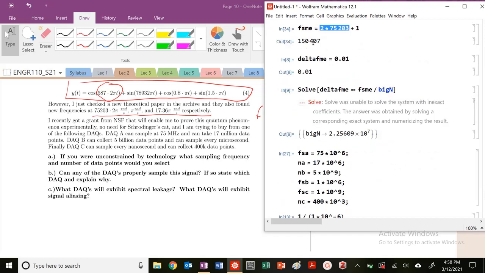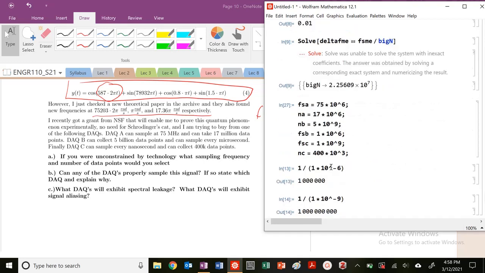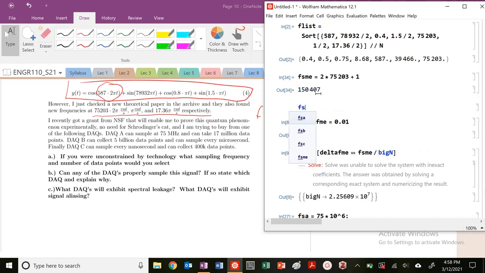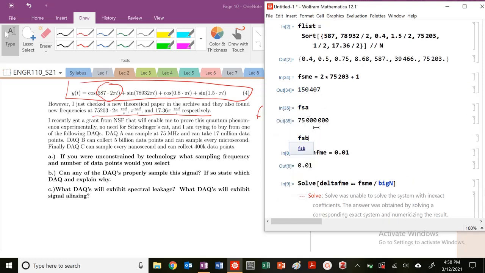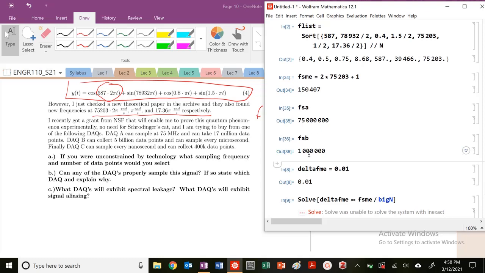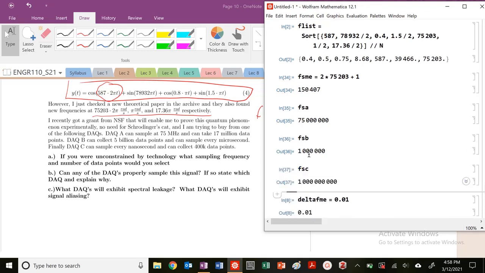So now let's look here. 15046. So let's look at our FSA. So we are over that. So we're good to go on that side. FSB, good to go. FSC. So in terms of signal aliasing, we're fine. We could sample fast enough.